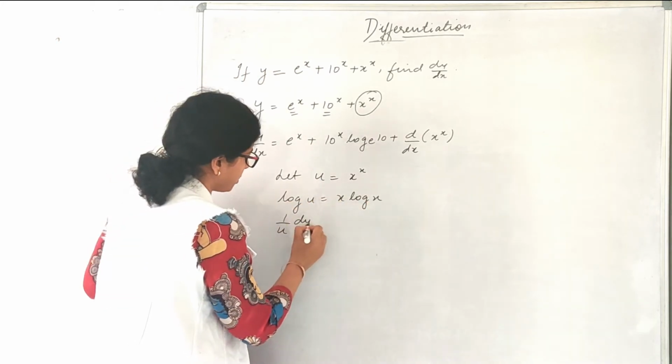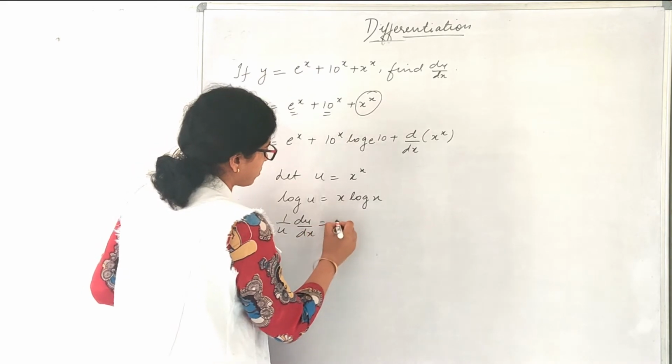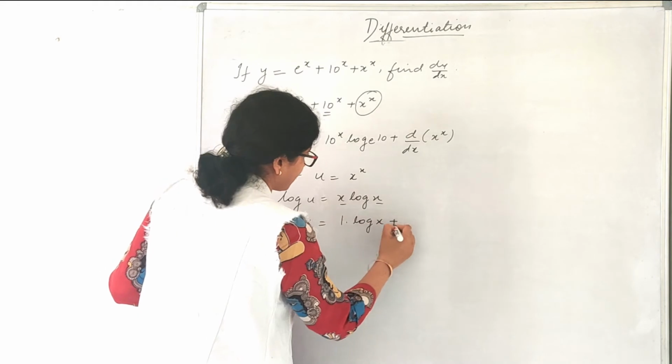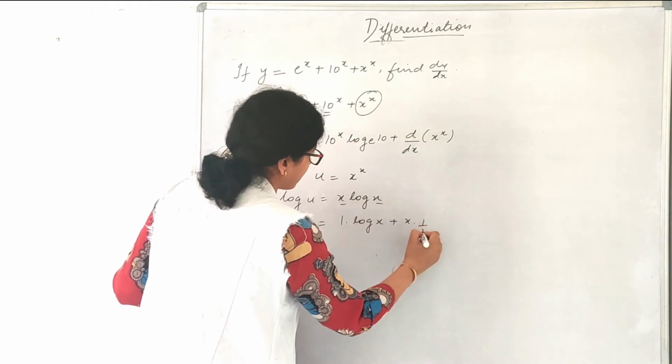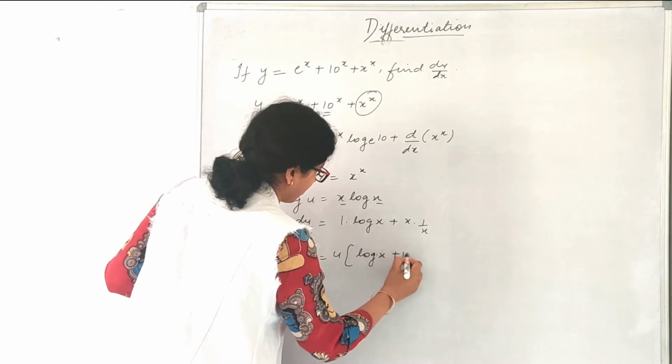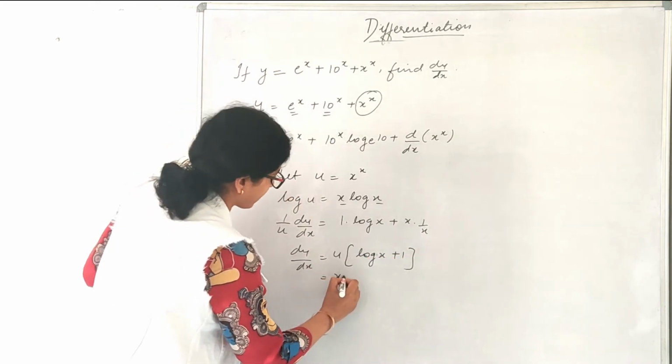1 upon u du upon dx equals, by the product rule, differentiation of x is 1, times log x, plus x as it is, times differentiation of log x, which is 1 by x. So this equals u into log x plus 1. Substitute the value of u, x raised to the power x.